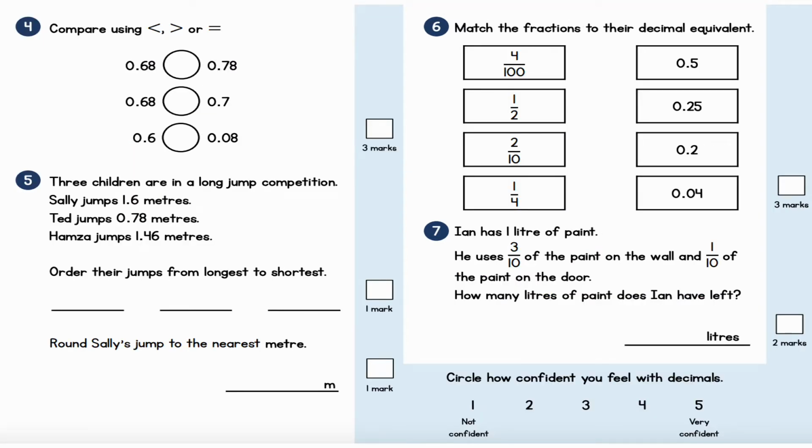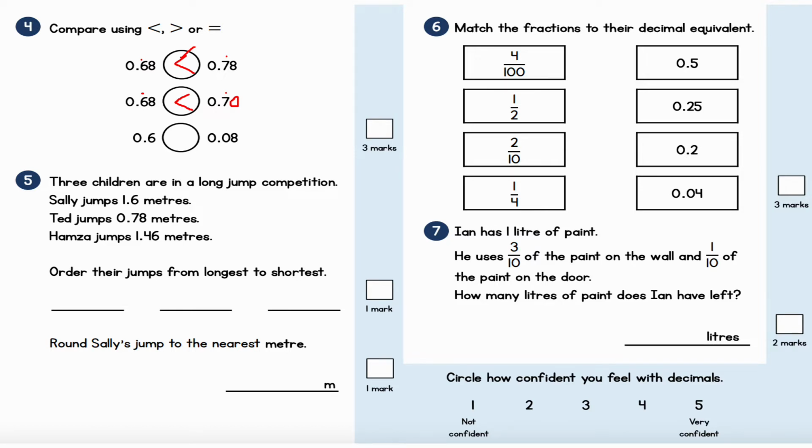This is question number 4. Complete using less than, greater than, or equal to: 0.68 and 0.78. Looking at your place values, I've got a 6 here, I've got a 7. 7 is bigger, so the sign is going to point in this direction. 0.68 and 0.7, imagine it's 0.70. The 6 and the 7, the 7 is bigger, so it's going to point in this direction.